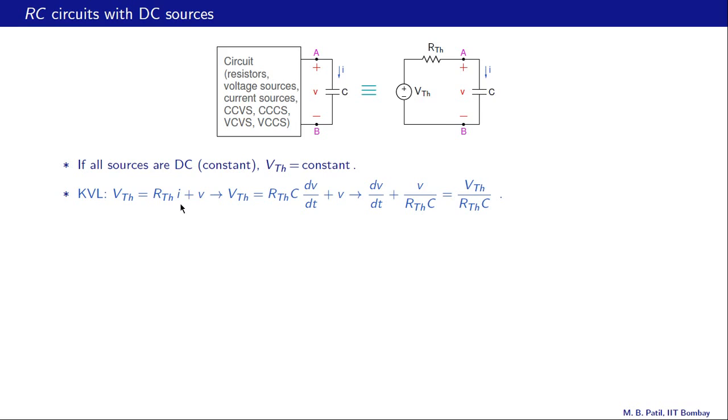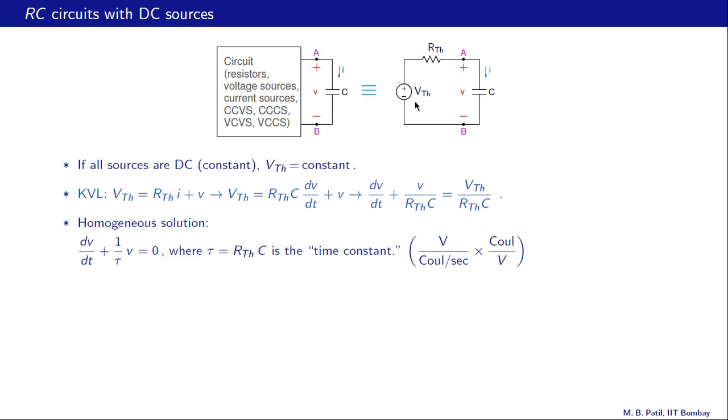So we substitute C dV/dt for I, and then we get VTH equal to RTH C dV/dt plus V. We can rewrite this equation as dV/dt plus V divided by RTH times C equal to VTH divided by RTH times C. All we have done here is divided both sides by this factor here. Notice that our right hand side here is a constant because our sources are DC sources, and therefore VTH is a constant.